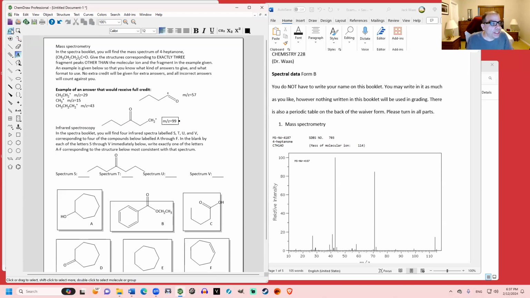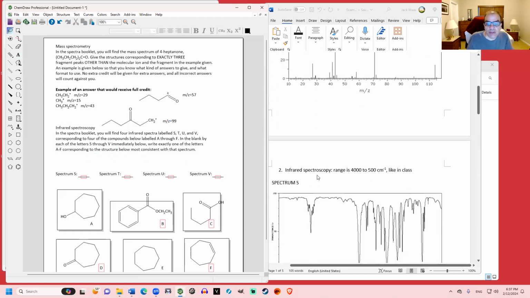The next question is about IR spectroscopy. I'm juggling a lot of documents in this one.